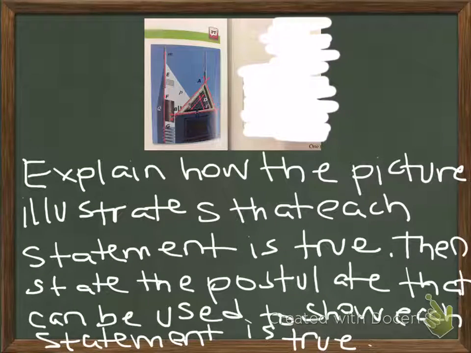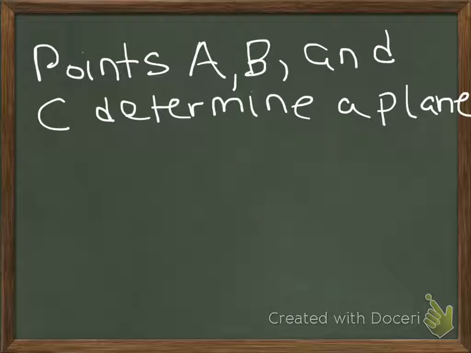So the first part here has to do with the picture, right here. And we need to explain how the picture illustrates that each statement is true, and then state the postulate that can be used to show each statement is true. Okay, so if we look at the picture, and then we look at the statement, points A, B, and C determine a plane.